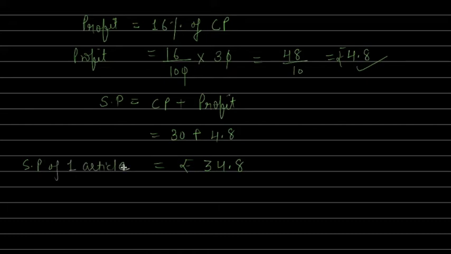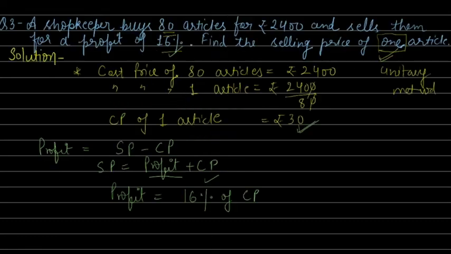So in this question, one interesting thing is that cost price of 80 articles is given and you have to calculate selling price of one article. So that is how we have used the unitary method. And then we have to calculate selling price. For that you need profit. So using profit percent, we have calculated profit. CP is already there. Place the value and we can calculate the selling price of one article. I hope this question is clear.